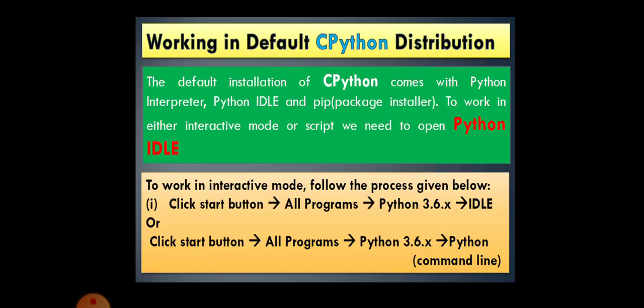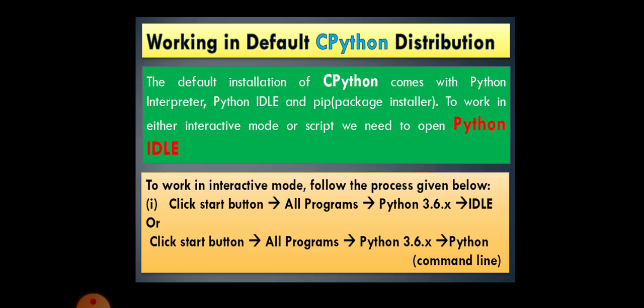Working with the default CPython distribution. The default installation of CPython comes with the Python interpreter, the Python IDLE, that is Integrated Development and Learning Environment, and pip, that is Package Installer. To work in either interactive mode or script mode, we need to open Python IDLE. My dear children, please note this. To work with Python either in the script mode or in the interactive mode, we need to open Python IDLE.